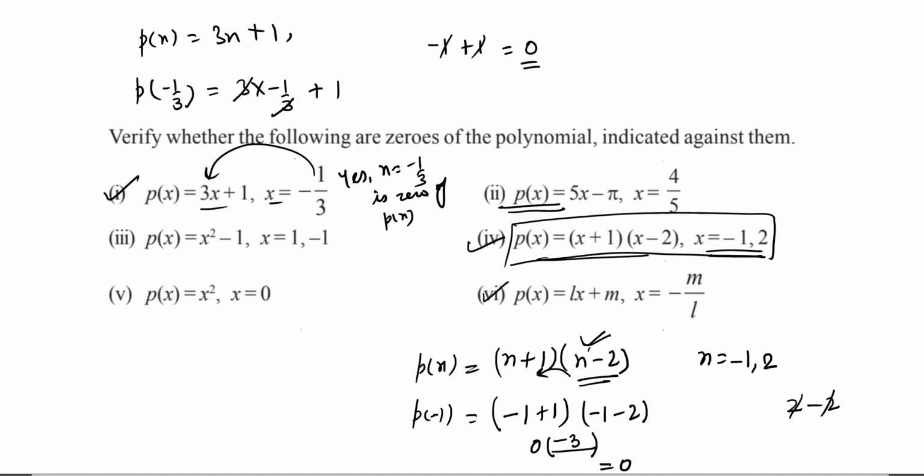You have to put the value of x as minus m by L. The polynomial given to you is Lx plus m. Put the value of x as minus m by L.